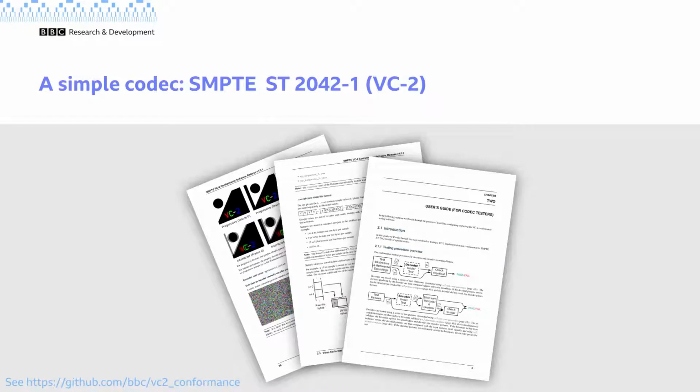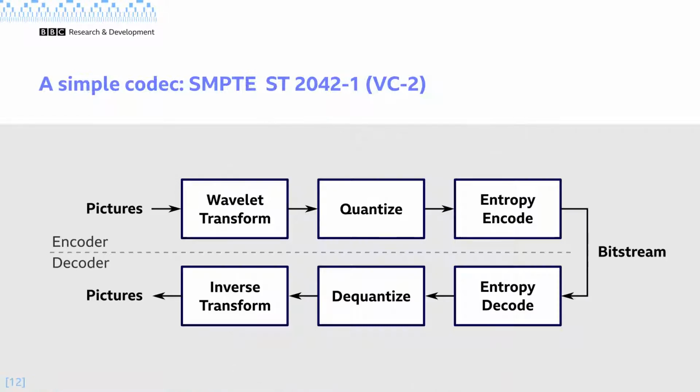This work originally spun out of a project to produce conformance tests for a video codec called SMPTE 2042-1 or VC2. VC2 is a simple intra-frame only codec, but despite this still follows the same general principles as any other video or image codec, and this makes it an ideal model for this work.